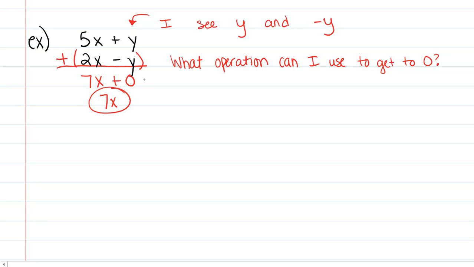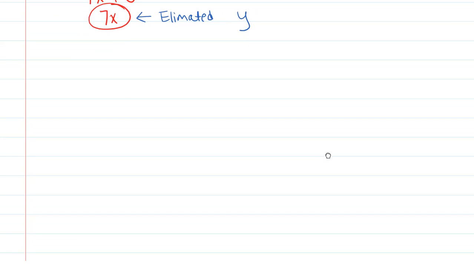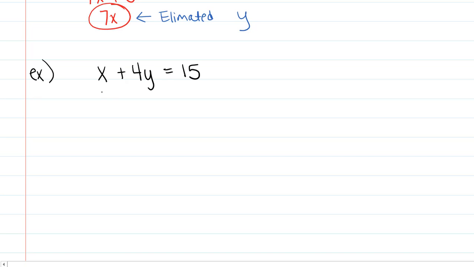And what did we accomplish, right? If we think back to the beginning, I said our goal with elimination is to get rid of y. We accomplished that. We eliminated y. All right, let's take a look at a system of equations now. So if I give you this system of equations, x plus 4y equals 15 and 6x plus 4y equals 5. I'm going to say solve this system using elimination.